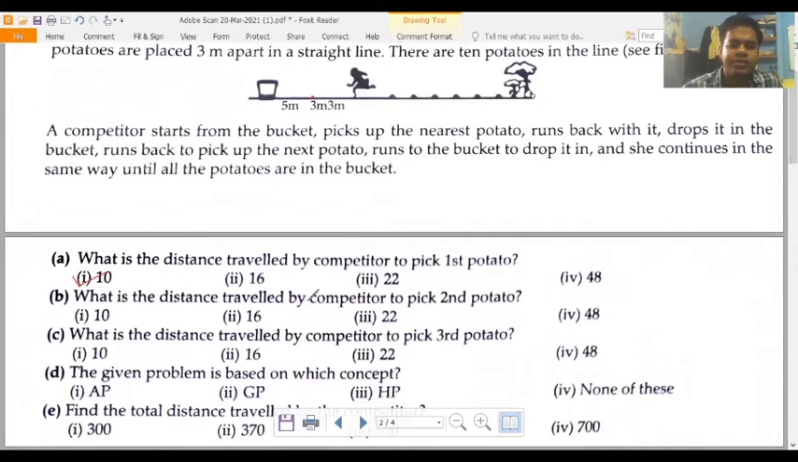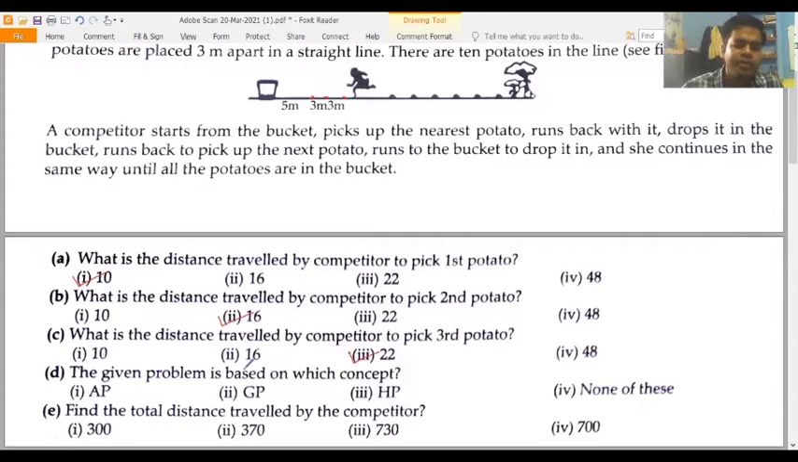Next, what is the distance traveled by the competitor to pick the second potato? The second potato distance is 5, plus 3, since the potatoes are 3 meters apart in a straight line. So 8, plus the back distance 8, 8 plus 8 is 16. Next, what is the distance traveled to pick the third potato? The third potato is again plus 3. 8 meters plus 3 is 11 meters, multiplied by 2, that is 22 is the answer here.